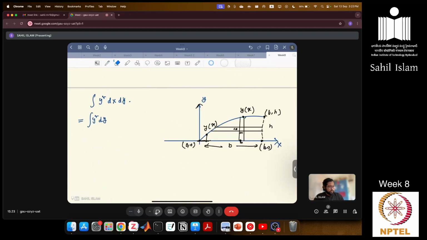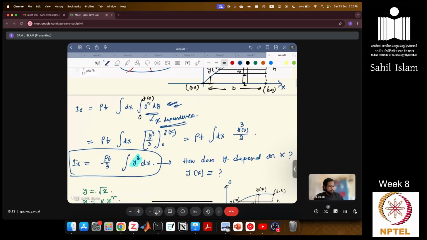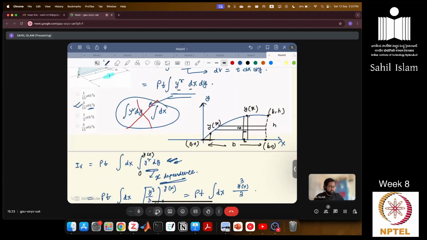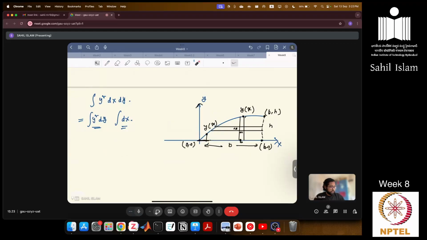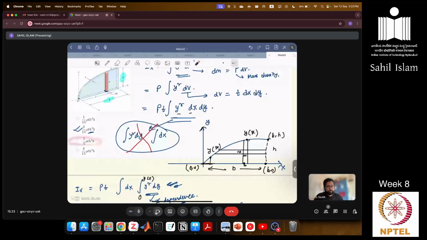Similarly, we keep the y integral aside and do the integration on x. But there is a catch. The catch is, for the y integral the limit went from 0 to some y as a function of x, but for the x integral the limit is not from 0. Let's say you are here, you will go like this, right? So the limit is not from 0 to b. Don't put the limit 0 to b blindly. If you put 0 to b blindly and do the calculation, you get this answer, which is wrong.